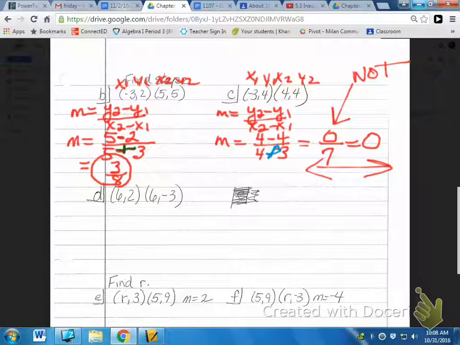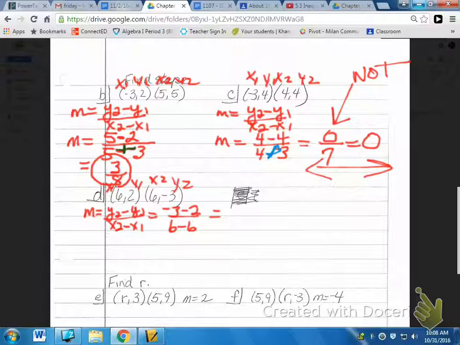6, 2, and 6, negative 3. So x1, y1, x2, y2. M equals y2 minus y1 over x2 minus x1. Negative 3 minus 2, 6 minus 6. Negative 3 minus 2 is negative 5 over 0.